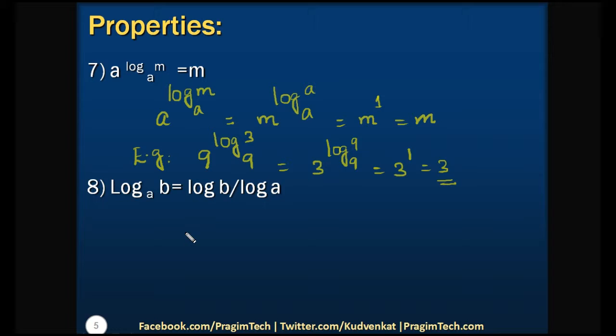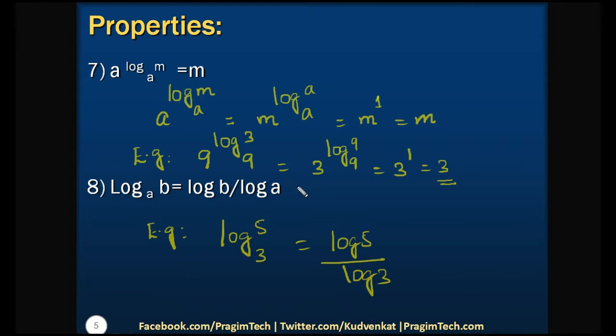Let's look into the 8th property. Logarithm of b to the base a is equal to log b by log a. That means a logarithm with a base and a number we can represent in terms of a division as log b by log a. Let's take one example. Logarithm of 5 to the base 3 we can represent as log 5 divided by log 3, right?